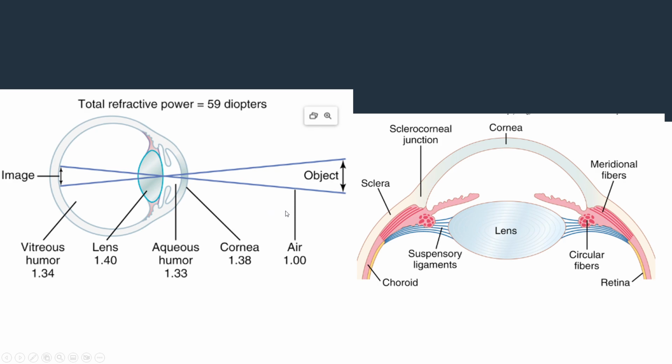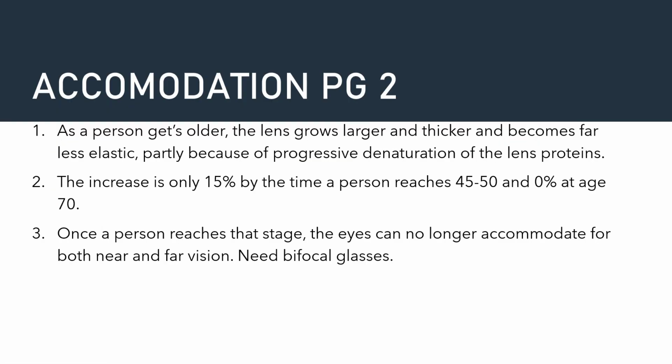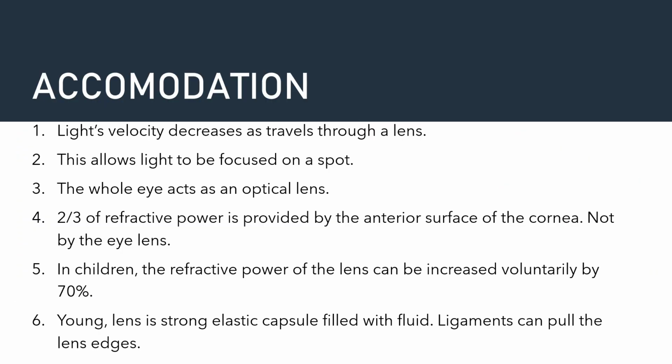Children can adjust their lens to change their refractive power. It is flexible and ligaments can pull. But in old people the lens becomes less elastic because of protein build-up. By the time of 45 to 50 years old, it can only change by 15%. By the time of 70, the lens cannot change anymore, so the vision becomes fixed at one distance.